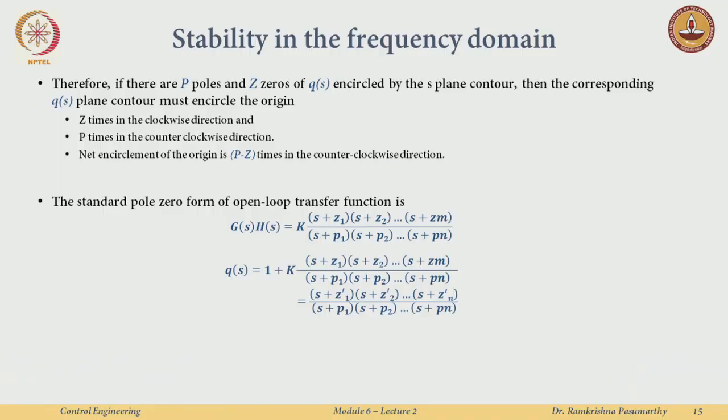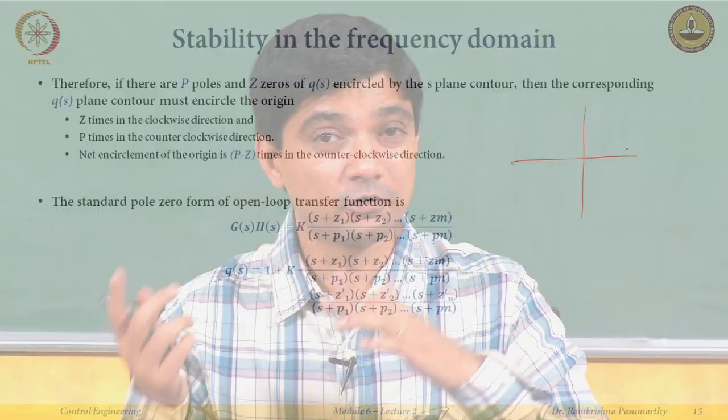Okay. So therefore I can say something more now. If there are p poles and z zeros of Q(S) encircled by the S plane contour, so let's say I draw this, and I am not really interested in where these poles are, they could be stable, they could be unstable, on the imaginary axis, at the origin, whatever. I am not talking of stability at all.